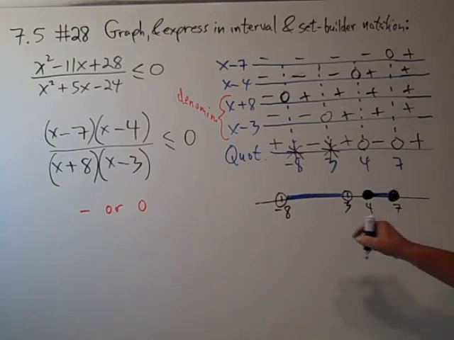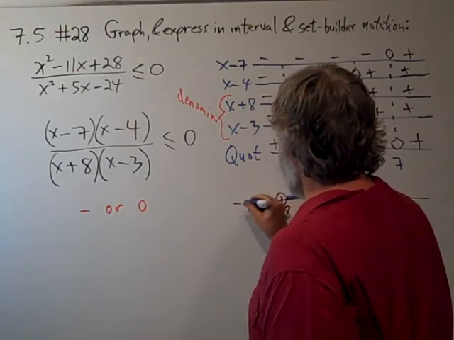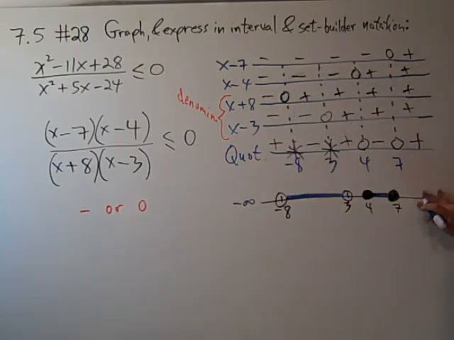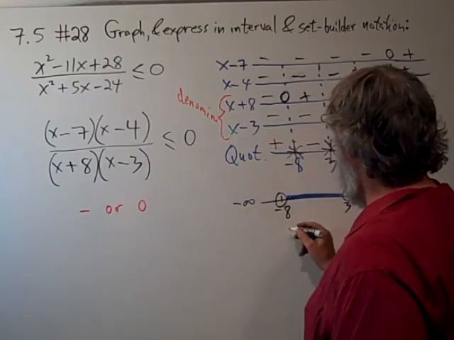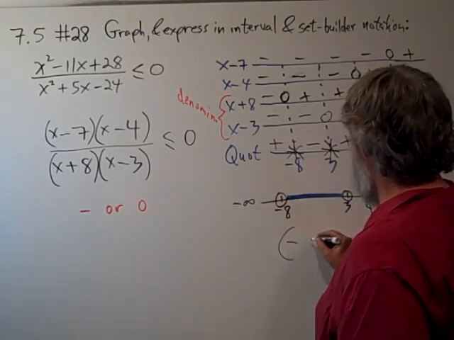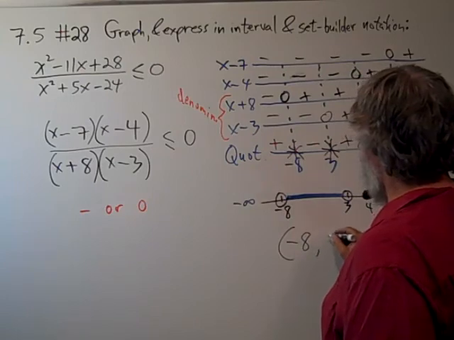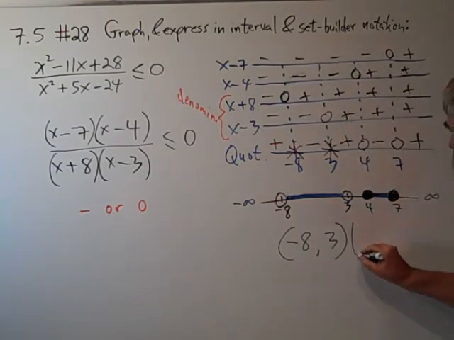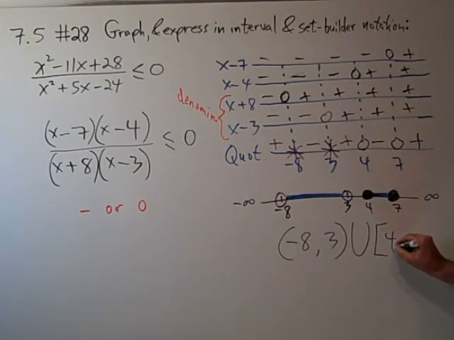And then since negative infinity is at the end of the line to the left and positive infinity is at the end of the line to the right, we don't really need that in this case. Let's just put the interval notation for the solution set. That's negative 8 up to 3, union with the interval from 4 to 7. Notice we're including the endpoints on that interval.